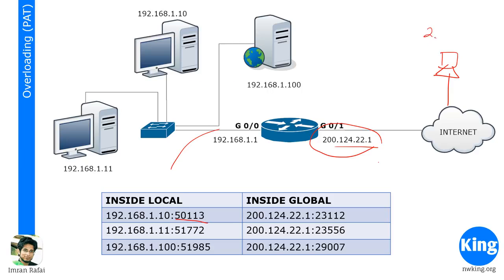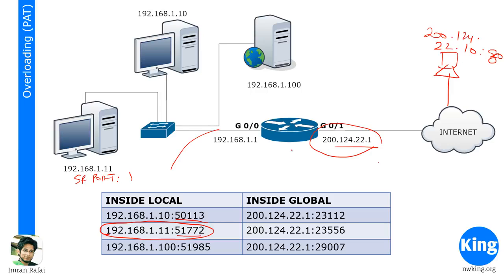let's assume there is a host on the internet, let's make it easy, 200.124.22.10, right? If this device, let's say 1.11, wants to communicate with 200.124.22.10, it creates a random source port, let's say 51772. So let's take this into consideration. It created a random port of 51772. The traffic's destination IP address is 200.124.22.10, and the destination port number is let's say 80, as it's going to the web server of this device.